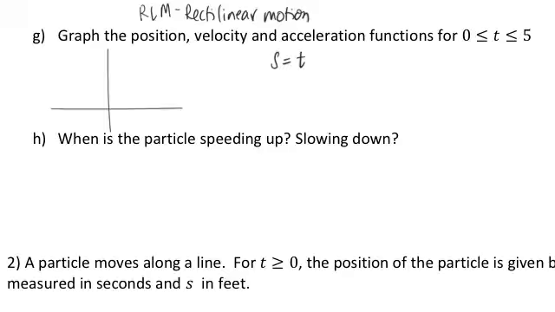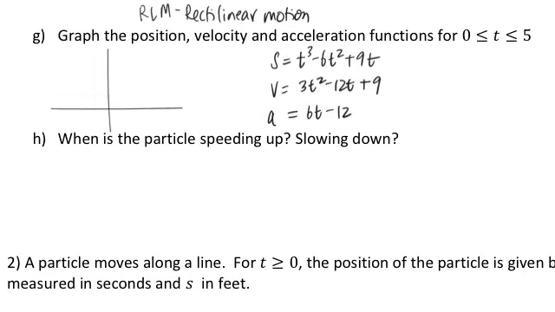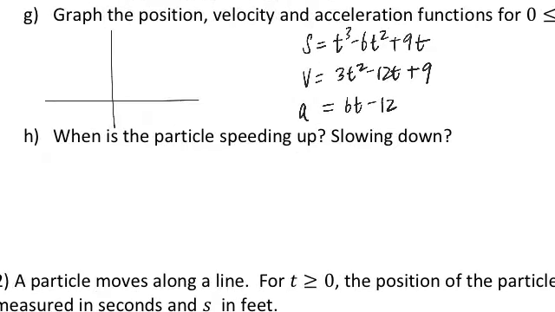So the S was, let's see, I lost my S equation. S was t cubed minus 6t squared plus 9t. And then V was therefore 3t squared minus 12t plus 9. And then A was 6t minus 12. Okay, so for S, I wouldn't necessarily expect you to know how to plot, but V and A we can certainly plot without a calculator. So for A, it's going to be a line with intercept negative 12 and slope 6, right?